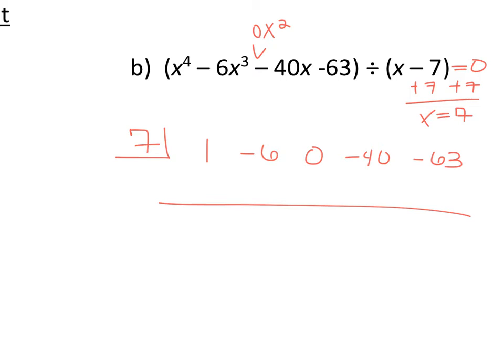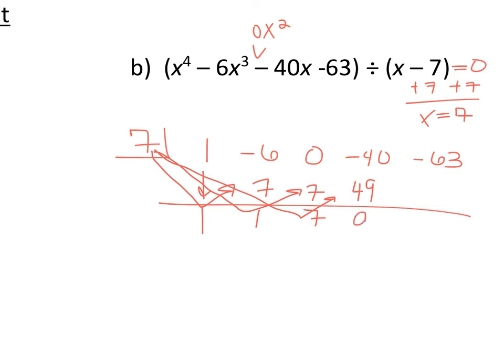Make enough space for yourself. Okay, so you're going to drop down your first number, 1. Do 7 times 1, 7. Add. You get 1. 7 times 1 is 7. Add. You get 7. 7 times 7 is 49. Again, you don't have to show all these arrows that I'm drawing. It's just so you guys can see what's going on. And I get positive 9. And 7 times 9 is a positive 63. That gets me 0. And there we go.